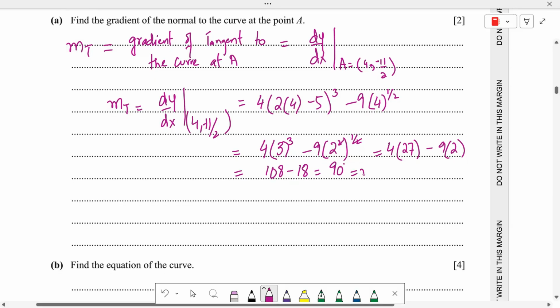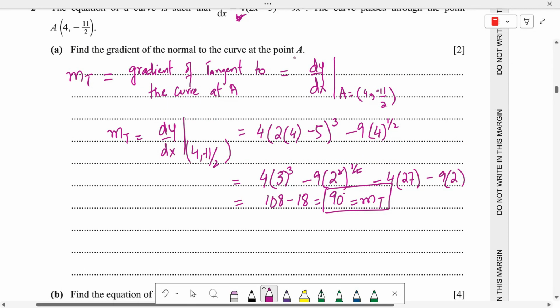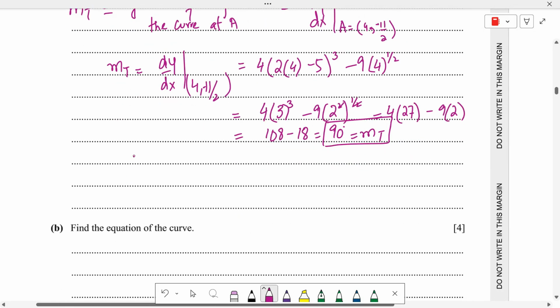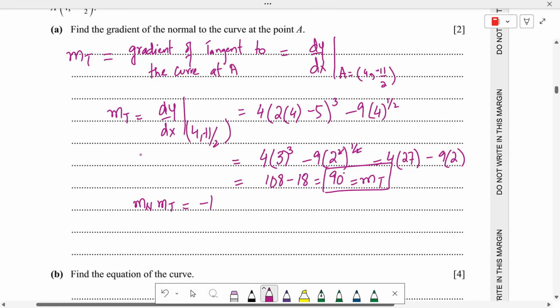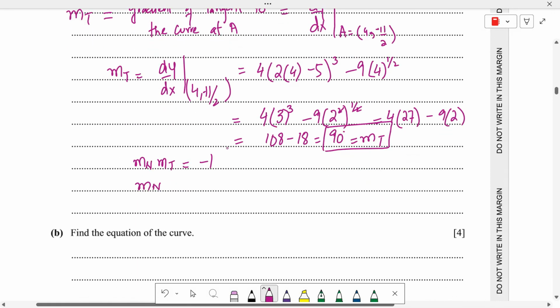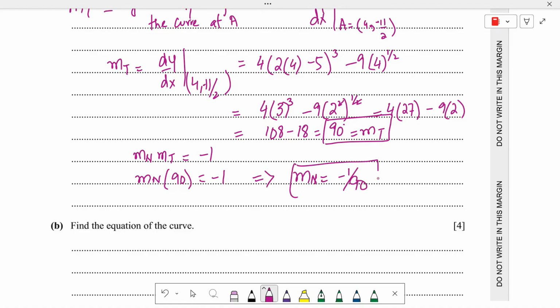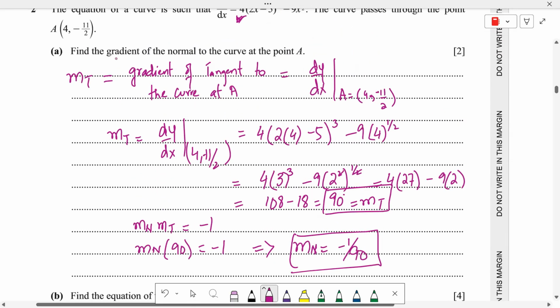So we have calculated the slope or gradient of the tangent to the curve at point A, and we need to find the gradient of the normal. We know that the product of the gradients of the normal and the tangent is equal to negative 1. So mn times the gradient of the tangent, which is 90, is equal to negative 1. So mn is equal to negative 1 over 90. This is the gradient of the normal to the curve at point A.